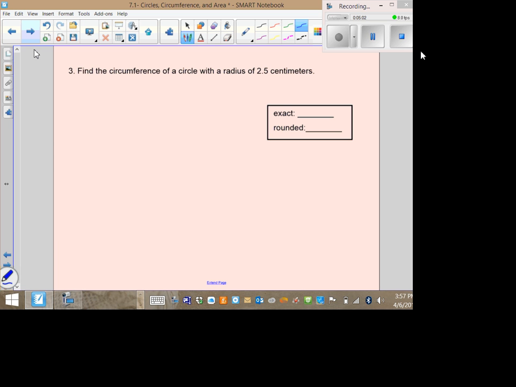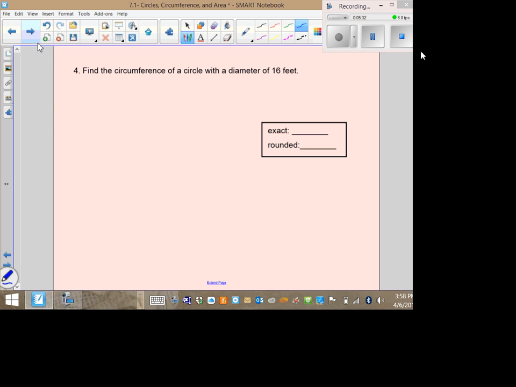All right, so find the circumference of a circle with a radius of 2.5 centimeters. So we just said that circumference equals 2 pi r. Plugging in my 2.5 for my r, I get 2 pi times 2.5. 2 times 2.5 gives me 5 pi for my exact. And then rounding and typing that into my calculator using the pi button, I get about 15.7.